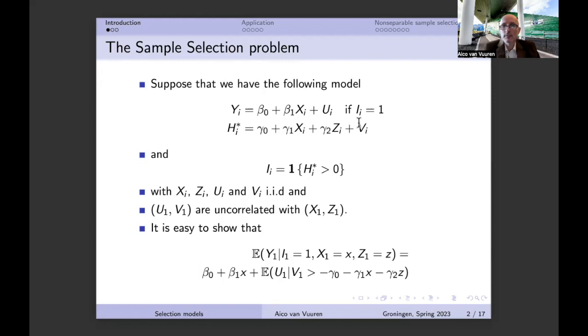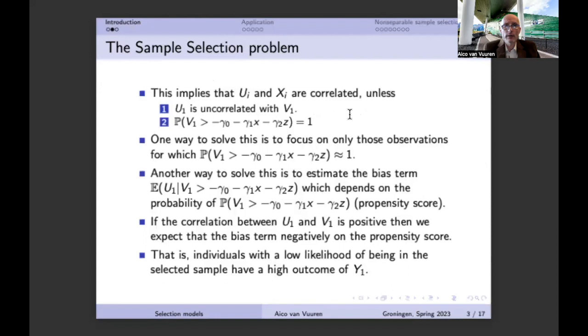And we may even expect that they could be positively correlated to each other. So therefore, assuming that U and V are not correlated whatsoever might not be a very good assumption to make.